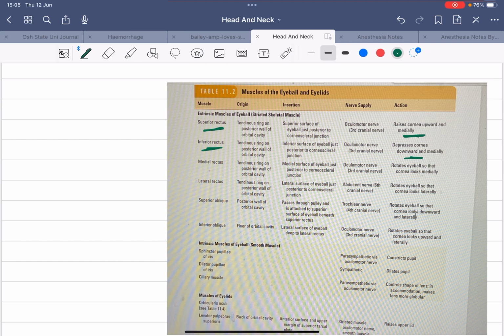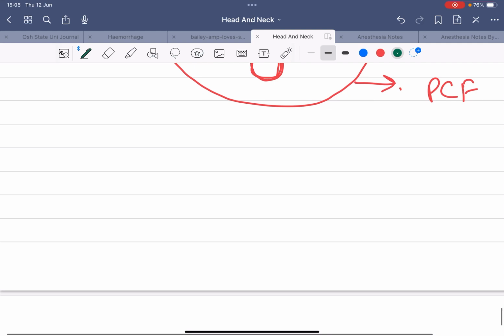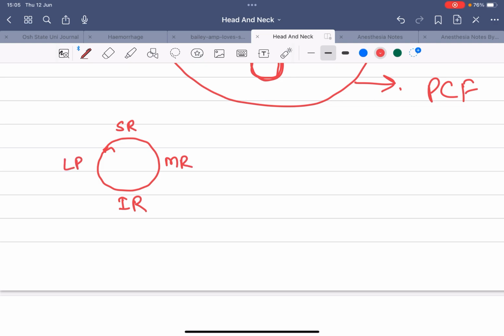Okay, so if I draw here the eye, if this is the eyeball, so this is the superior rectus, inferior rectus, this is the medial rectus, this is the lateral rectus. So you can easily tell me, sir, superior rectus causes the elevation of the eyeball. Inferior rectus causes the depression of the eyeball.